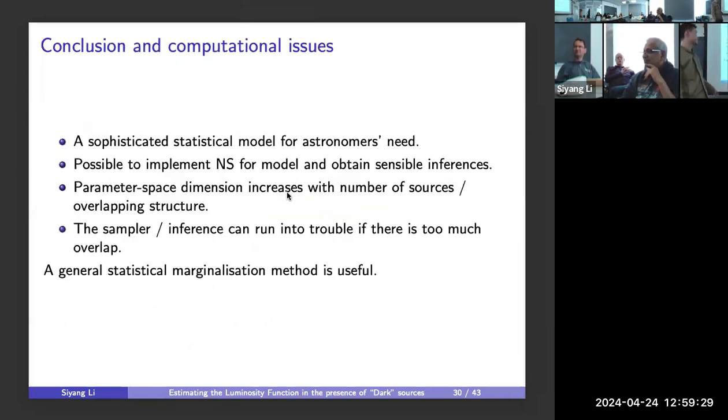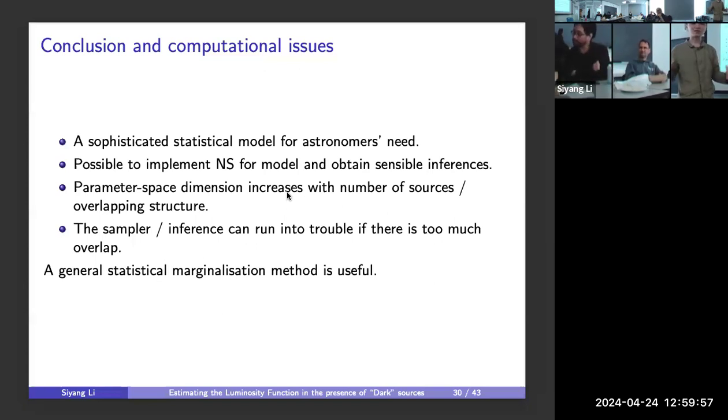And so the conclusion is that we have built a sophisticated statistical model for some hard astrophysical questions, and that it is possible to implement nested sampling for this statistical model, but the parameter space can increase a lot when we deal with a population with lots of sources or with a much more complicated overlapping structure, and this will result in the sampler suffering from the high-dimensional parameter spaces.